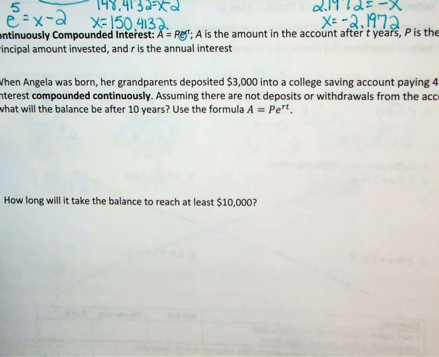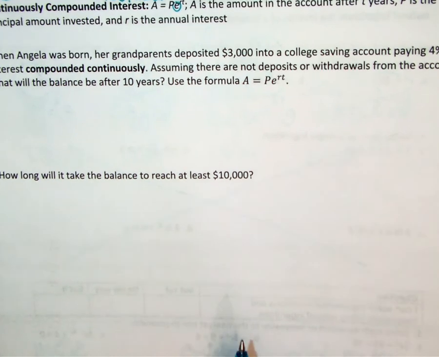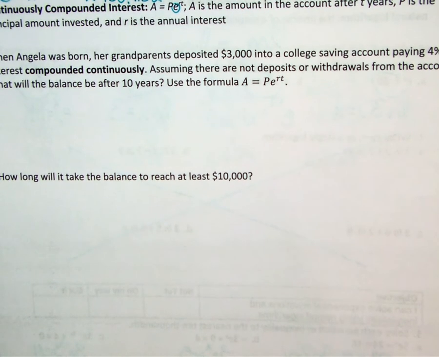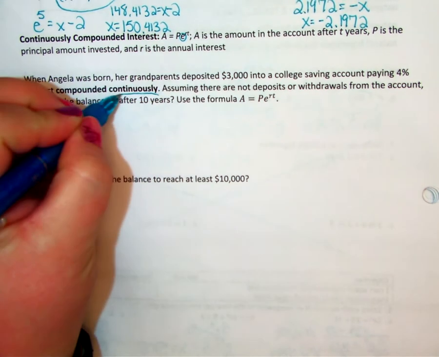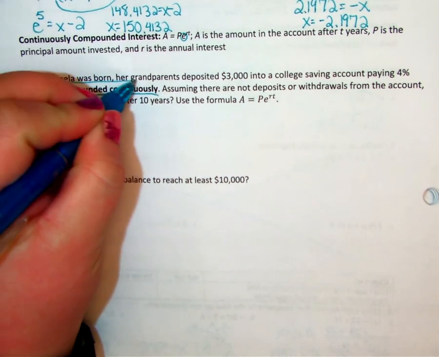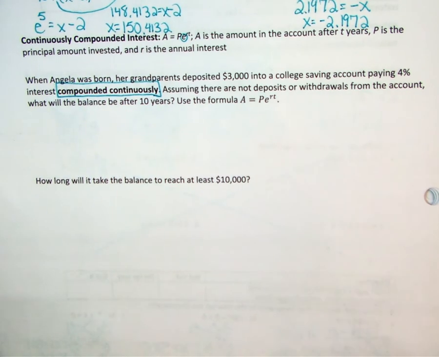Okay? So when I look at this word problem, and I'll zoom out just a little bit so you guys can see the whole word problem. When Angela was born, her grandparents deposited $3,000 into a college savings account, paying 4% interest, compounded continuously. This right here is our big clue. This tells us we should be using the formula A equals Pe^(rt). Assuming there are no deposits or withdrawals from the account, what will the balance be after 10 years? And it went ahead and told us to use this formula too. But even if that part wasn't there, the compounded continuously tells us to do Pe^(rt).